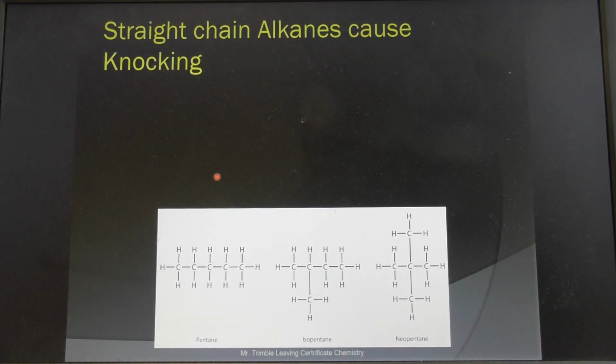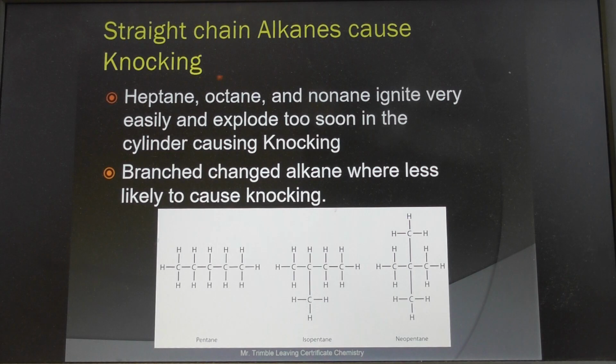And how we fix it has actually got to do with the fuel, which is interesting. It's not an engine problem, it's a fuel problem. So straight chain alkanes tend to cause knocking. So that's why we try and make branched ones.